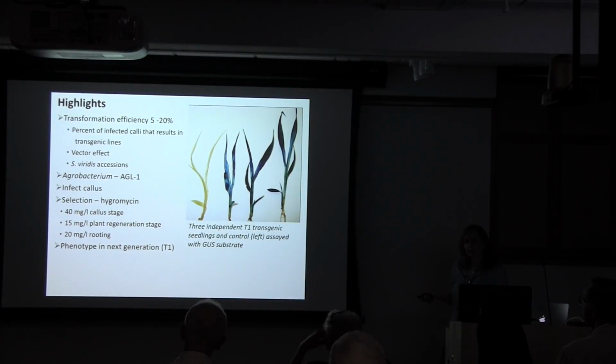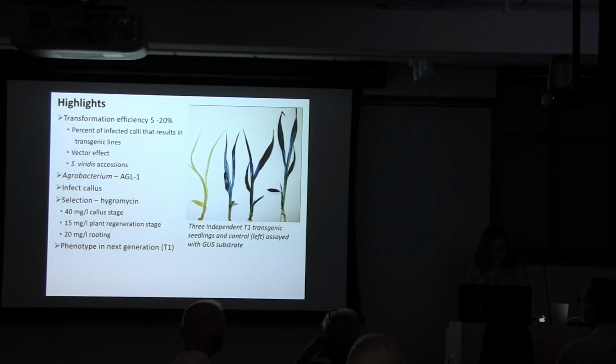We wanted to see if we could get this to persist into the next generation. So we let some of those transgenic lines go on to make seed, grew them in the greenhouse, harvested that next generation, which is called the T1, and assayed them for GUS using the assay solution. And you can see again, non-transformed control and GUS expression in those progeny.